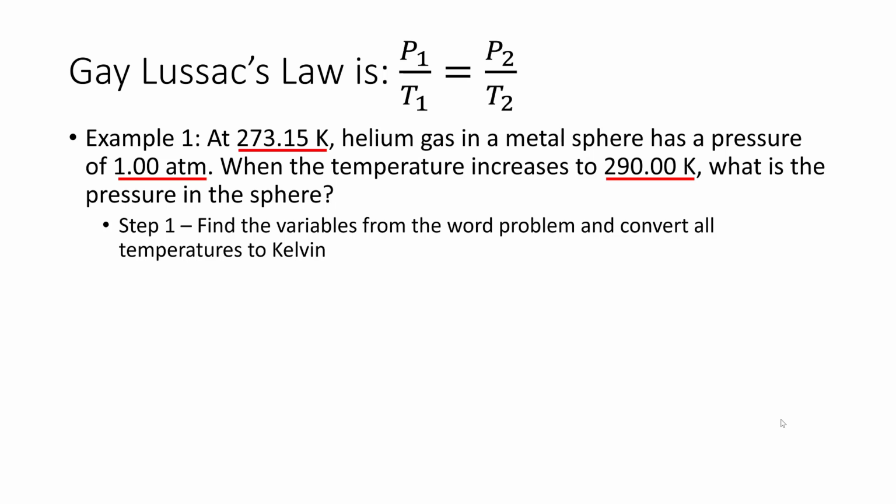And then it asks us, what is the pressure in the sphere? So I'm going to go ahead and circle the variable that I don't know, or the variable that we need to solve for. And that's the first step in being successful with word problems, is finding all the information that you need and labeling it. So on your paper, if you didn't already label these values as P1, T1, P2, or T2, I need you to go ahead and do that right now.